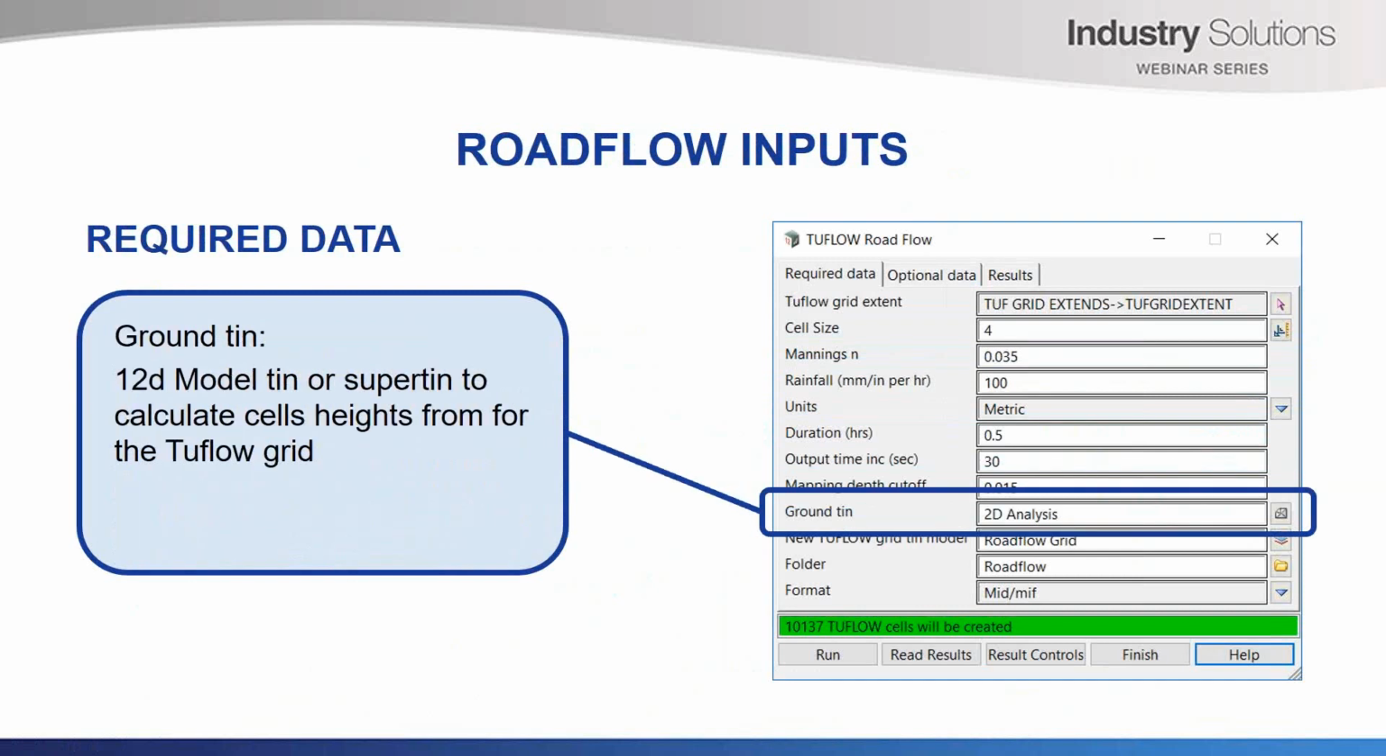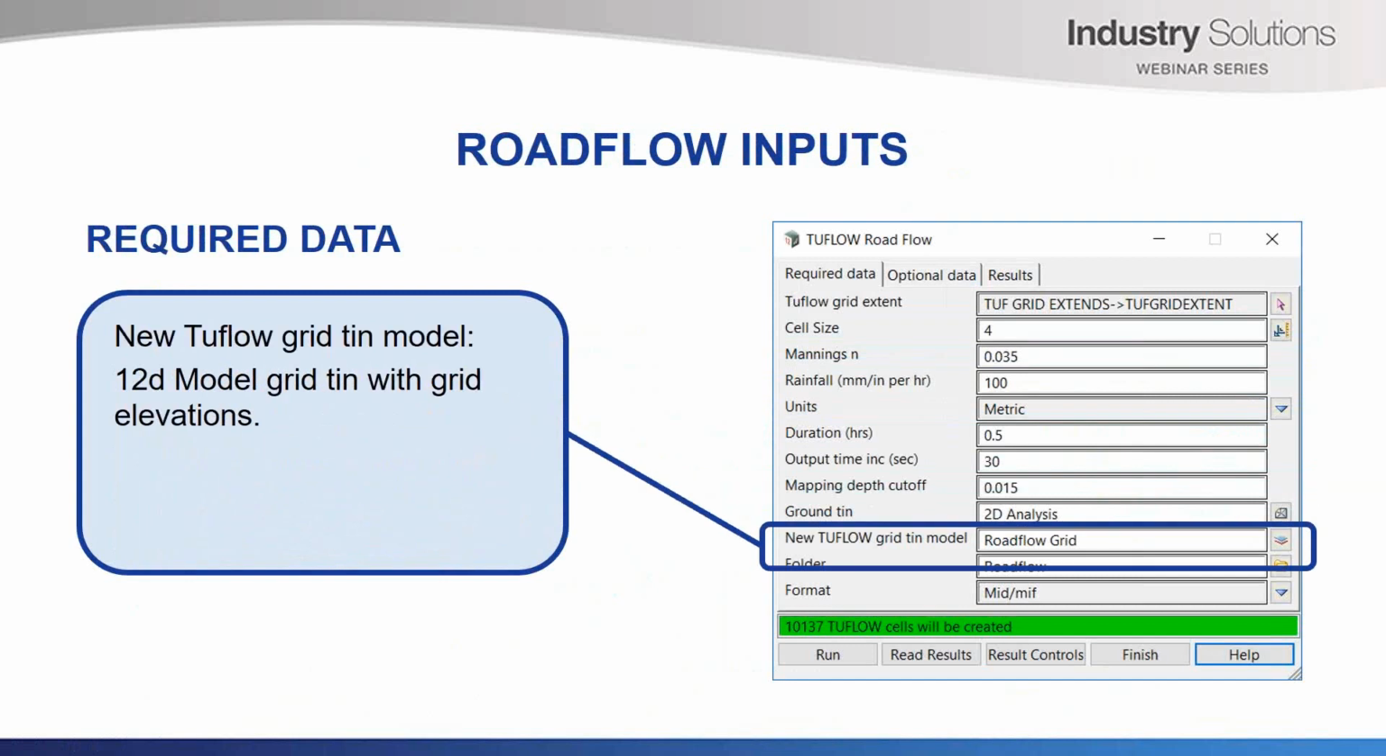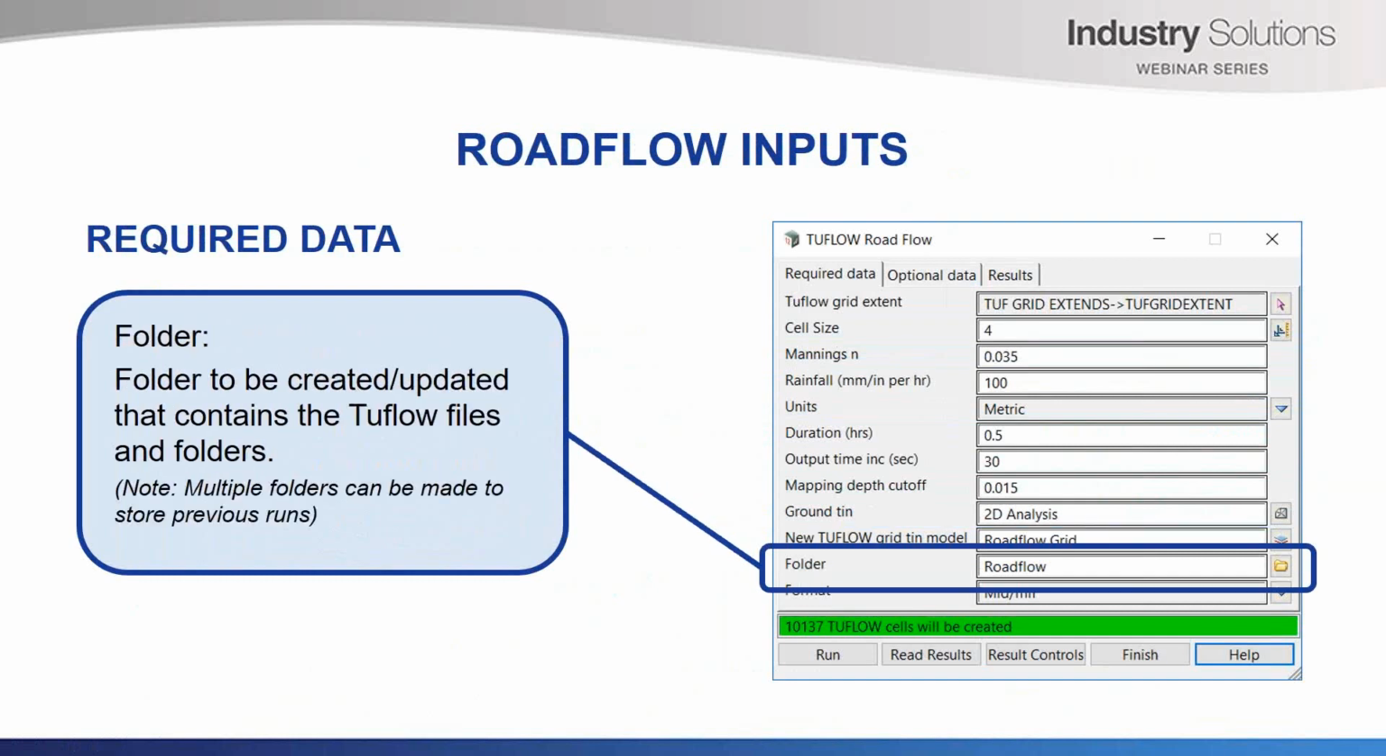The ground tin, this is the 12D model constant that you have to do, a tin or a super tin, and this calculates the cell heights for the TUFLOW grid. The new TUFLOW grid tin model, this is the 12D model grid tin that will be created with the grid elevations. And the folder is a user input, and this is the folder that creates and updates and stores all of the files from the 2D run.